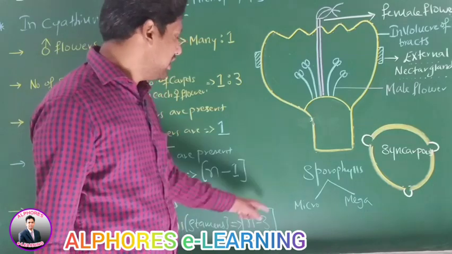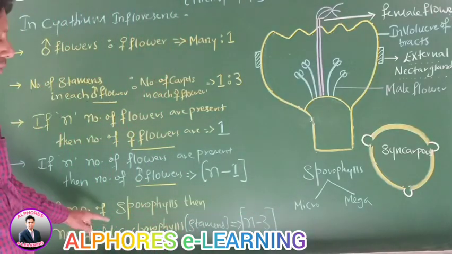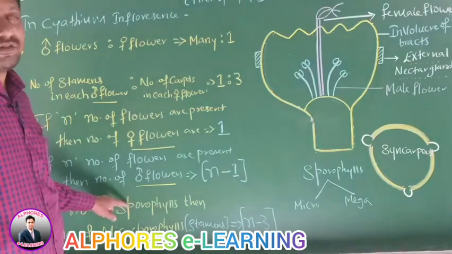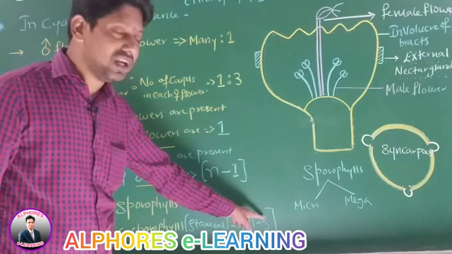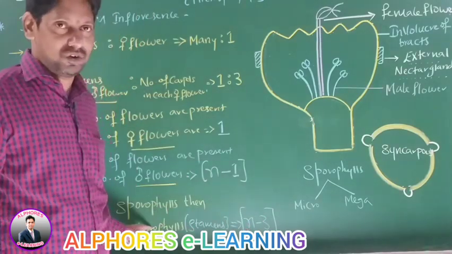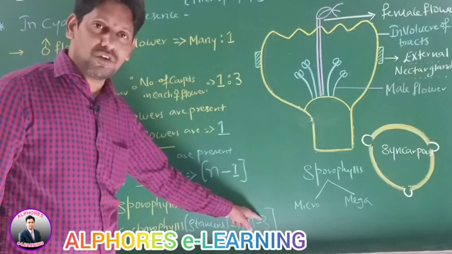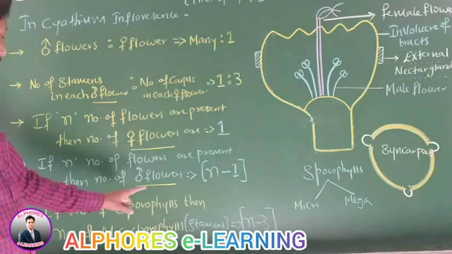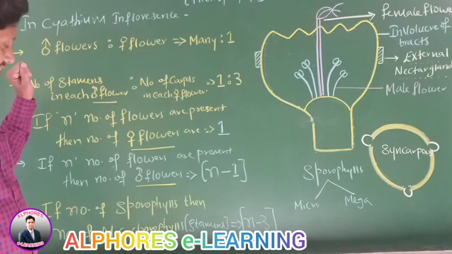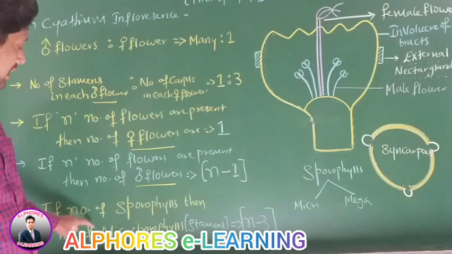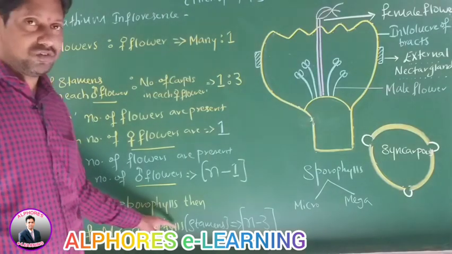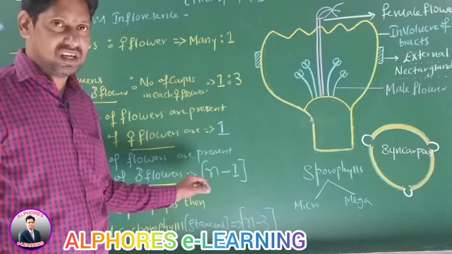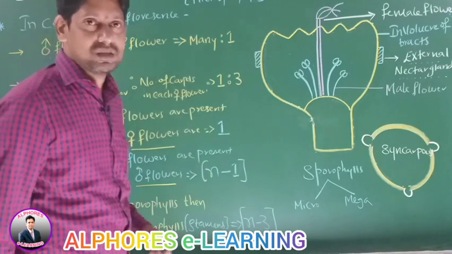Right? Therefore, we are asking the number of microsporophylls. How many sporophylls are there? From that number of sporophylls, if you remove 3 sporophylls, then you will get the number of microsporophylls. Why we have to remove the 3 sporophylls, sir? Because these 3 are megasporophylls. Therefore, if n number of sporophylls are present in Cyathium inflorescence, then number of microsporophylls is equal to n minus 3, right?